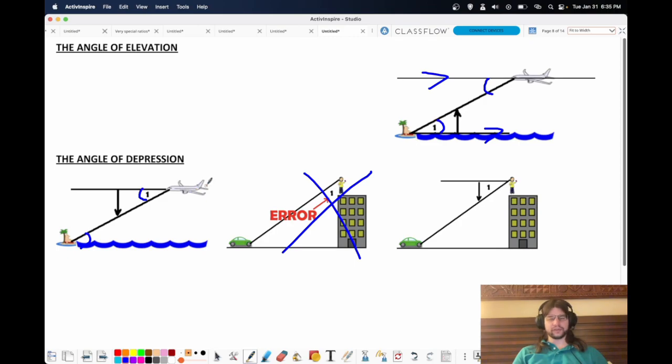Those are congruent, okay? So I would suggest anytime you're working with one of these, just go ahead and draw a triangle like this. This is your right angle, that's your angle, either of elevation or depression. If you know the angle of elevation or depression, put the number there. If you don't, put your theta there, and then fill out the rest of the triangle.